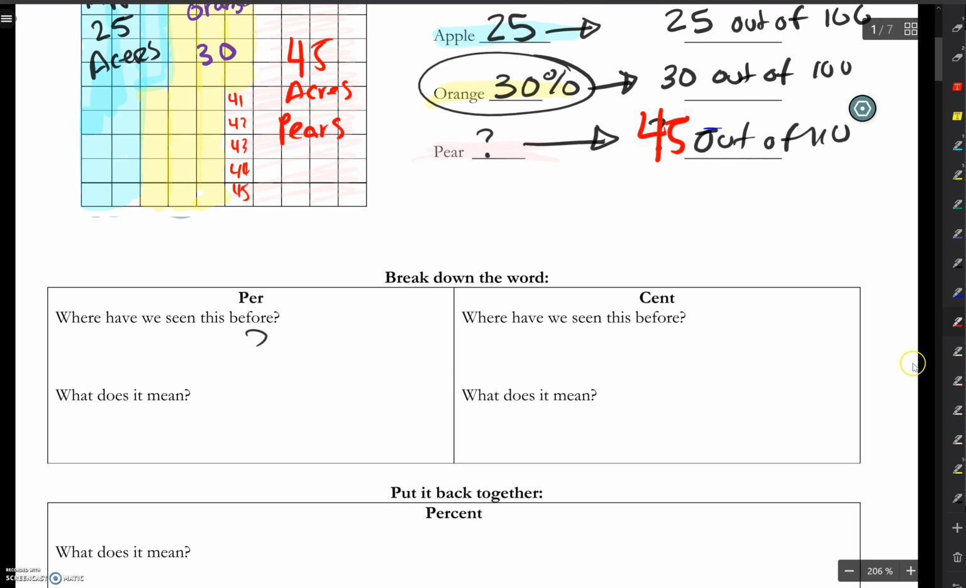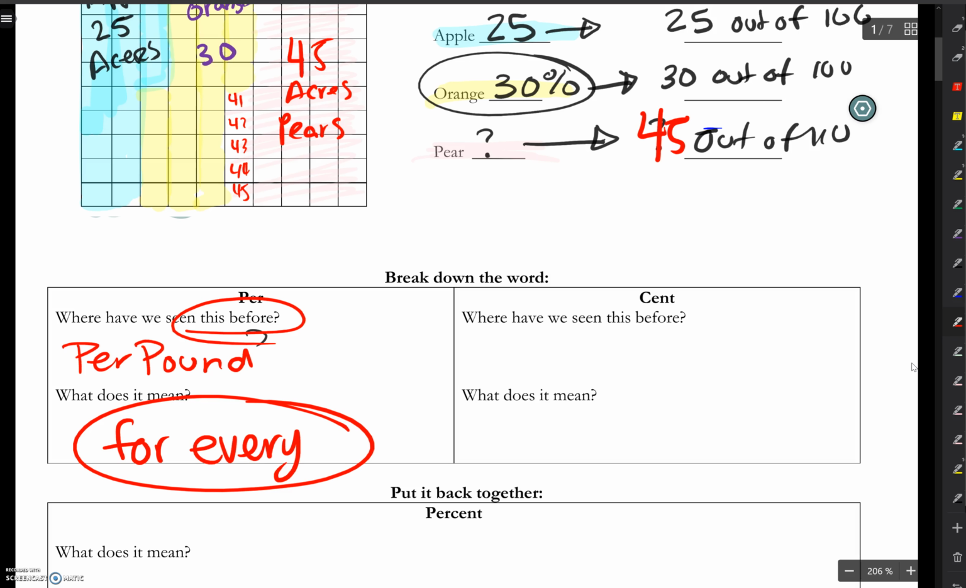So now let's look at this. Per. What does the word per mean? And where have we seen this before? I've seen it in grocery stores. I've seen it per pound, per gallon. Those are the types of things. What does per mean? Per means for every. That's what per means, for every.